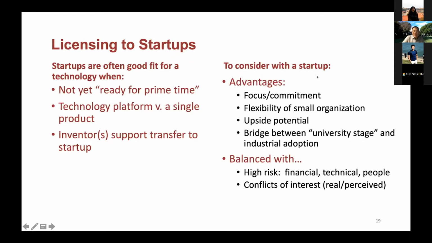To consider the startup advantages, again, we say it's the focus, the commitment, the flexibility of a small organization, the upside potential, a bridge between the university stage and industrial adoption. It should be balanced with the high risks: financial, technical, and people. Attention needs to be paid to conflicts of interest. This is real and perceived.